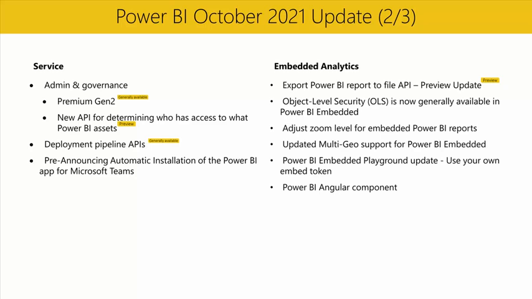We expect the Export Power BI report to file API to become generally available by the end of November 2021. Next, aligning with the Power BI Premium and Pro, we are moving the object-level security feature from public preview to general availability in Power BI Embedded as well.